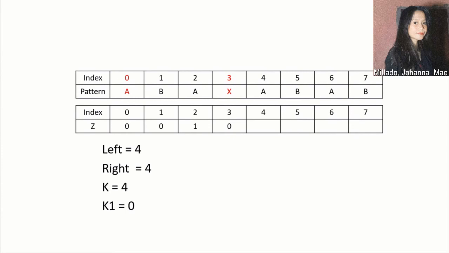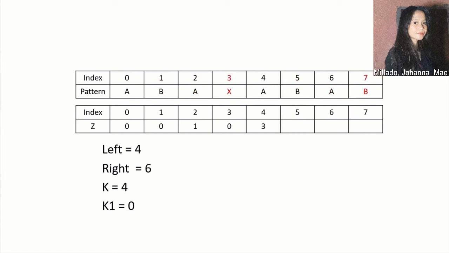k becomes 4. Left equals 4 and so does right. Then same process again. We will compare the value of index 4 and index 0. Since they are the same, we do right plus plus so the value of right becomes 5. Then we compare again. Since they are the same, we increment right. Now we compare this. Both of them are still the same, so right becomes 7. This time, it's not the same.